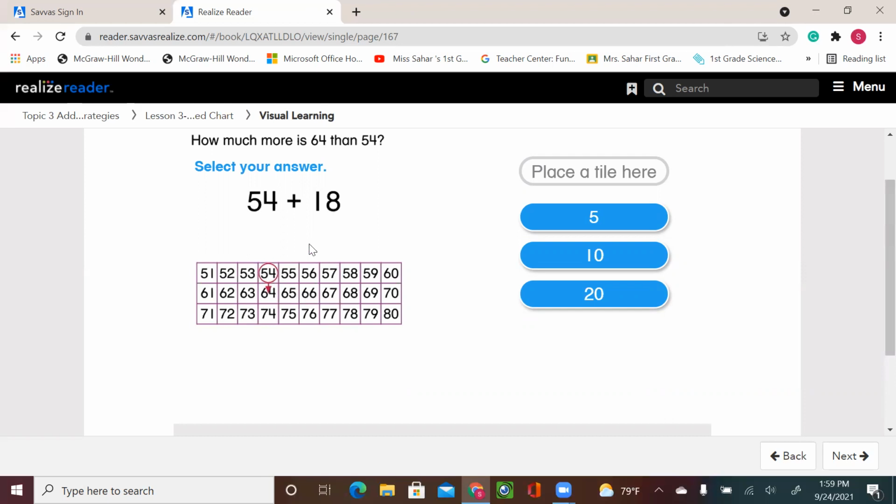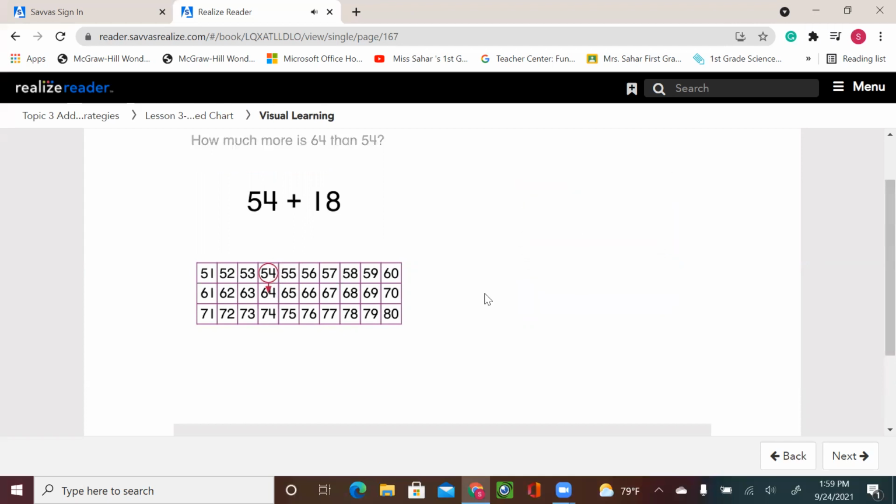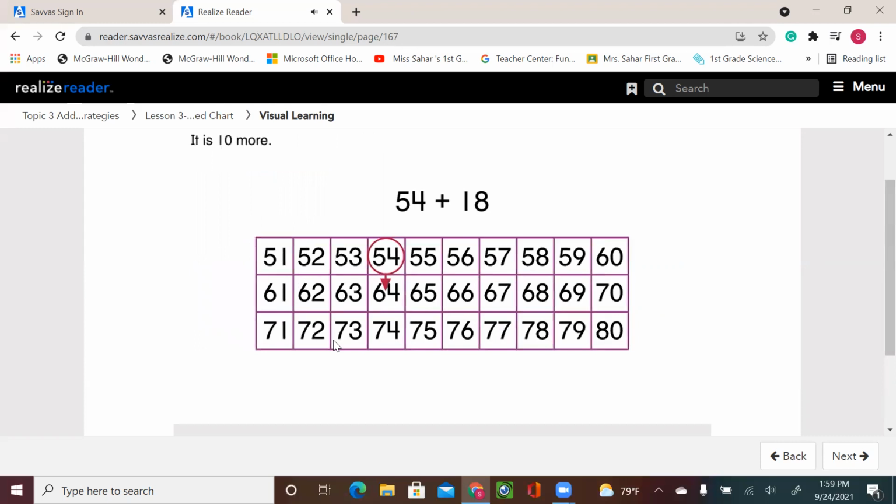All right. Before we go to that step, let's answer this question. How much more is 64 than 54? Select your answer. So how many? Did we go one row or 2 or 3? We went only one row. So it's 10. It is 10 more.